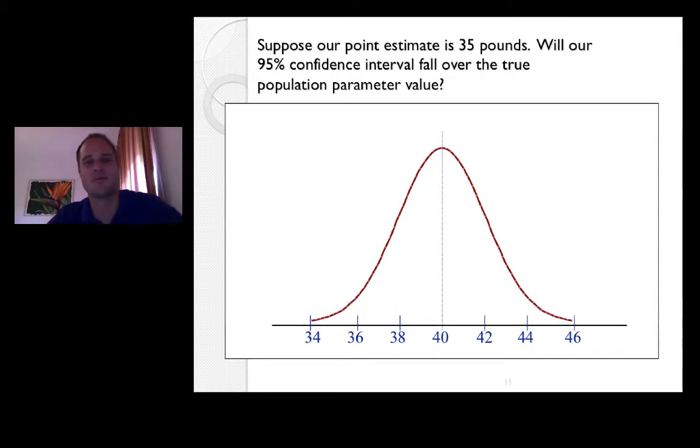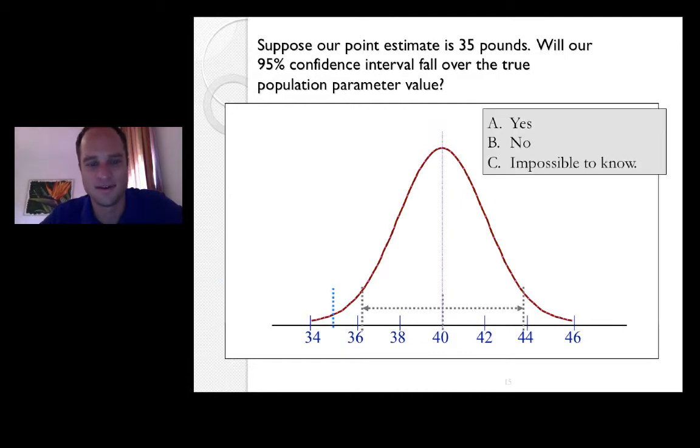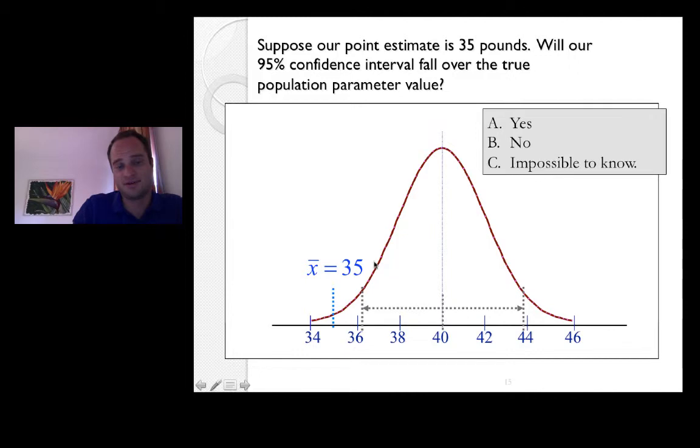So, for instance, let's say our point estimate, our X bar is 35 pounds, right here. Will our 95% confidence interval fall over the true population value? And hopefully you can see that the answer is no. The answer is no, because the interval around 35 would be the same width as the interval around 40, and so by that notion, it will not contain 40. So the answer is no.